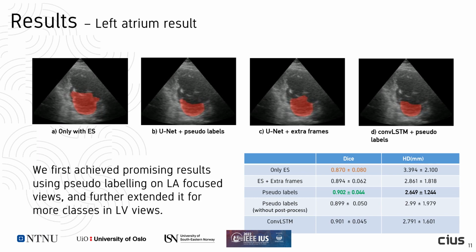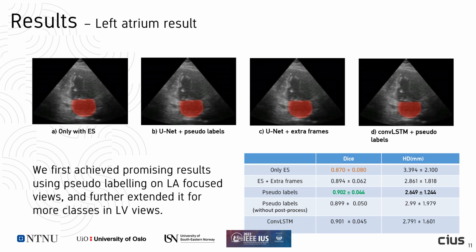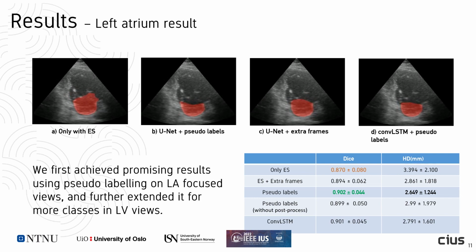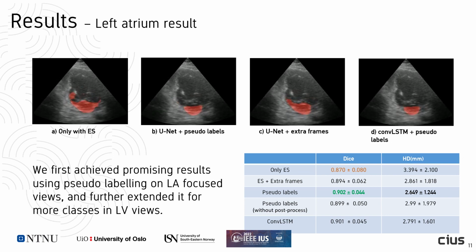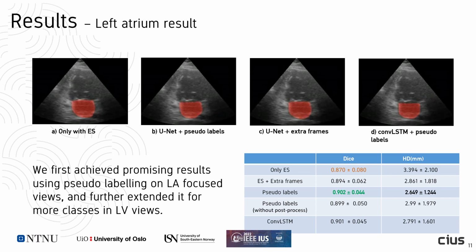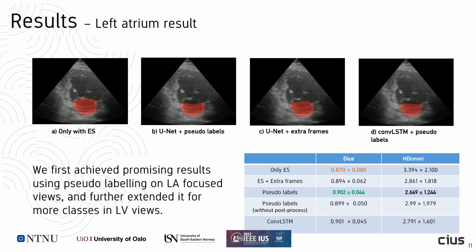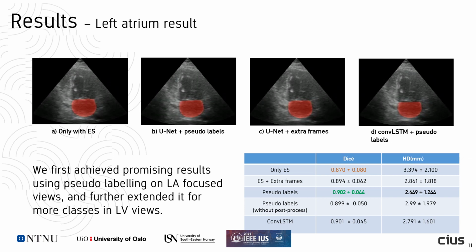Here comes the results part. We first achieved some promising results with pseudo-labels on left atrium focused view images. Pseudo-labels and conv-LSTM solutions improved the performance a lot compared to the simply trained network. Then we further extended to more classes in left ventricle views.